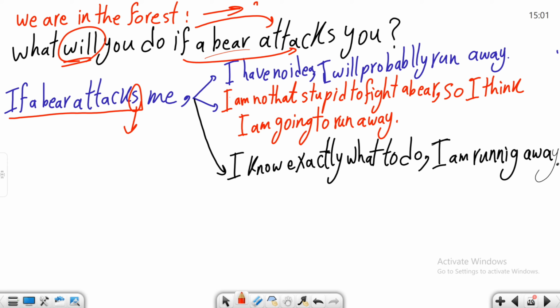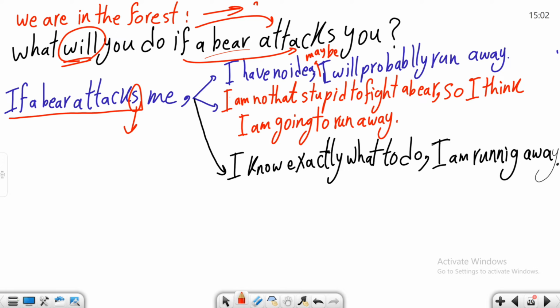So here I'm telling you, I don't have any decision. I don't know. Maybe I will predict. Maybe I can say, I will probably run away, or maybe I will run away. So here I am speculating. I don't know what's happening. I don't know what my reflexive action will be, because I don't know.